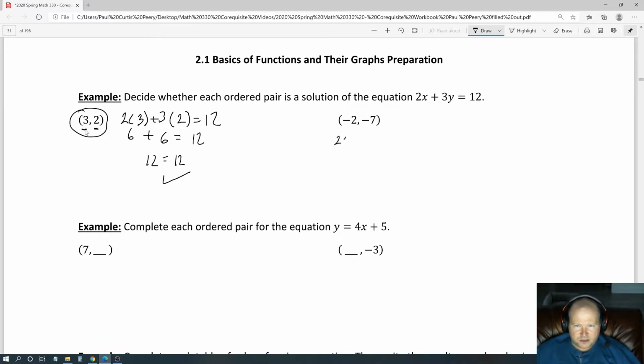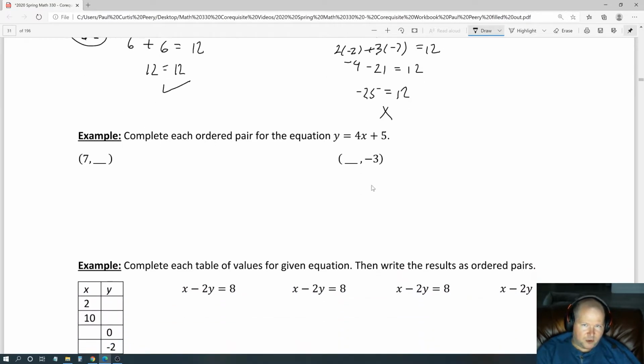Let's try the next one. 2 times negative 2 plus 3 times negative 7 equals 12. That gives me a negative 4. And 3 times negative 7 is going to give me a negative 21. So we have a negative 4 minus 21, or a negative 25, is equal to 12. That is incorrect. Therefore, the negative 2, negative 7 is not a solution to this equation. That ordered pair is not a solution.